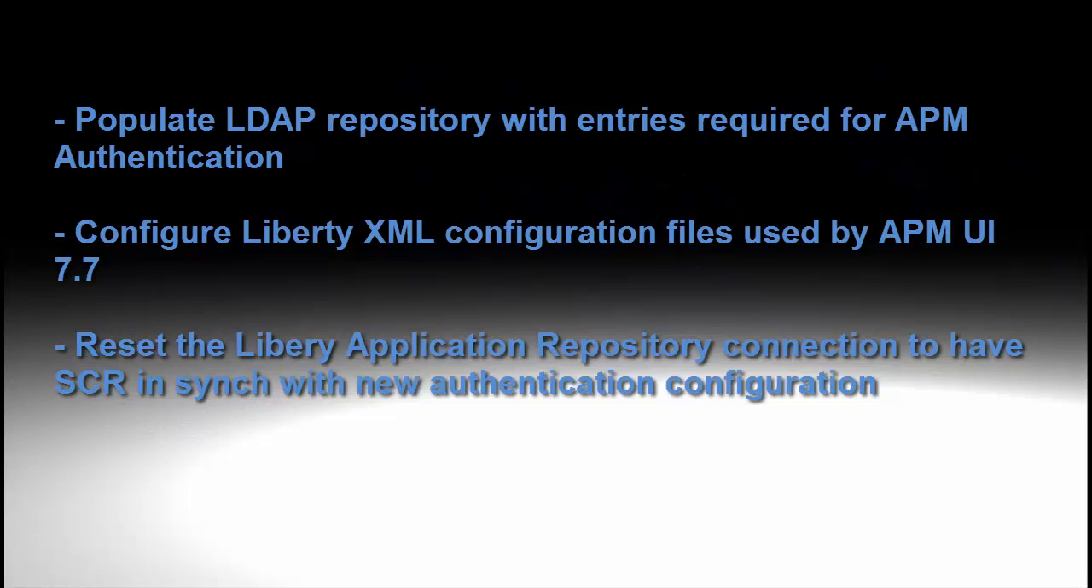Today I will show you how to configure APM UI 7.7 to use LDAP authentication instead of the default basic authentication. At the end of this video you will be able to populate the LDAP repository with entries required for APM authentication, configure the Liberty XML configuration file used by APM UI 7.7, and reset the APM Application Repository connection to have SCR in sync with the new authentication configuration.